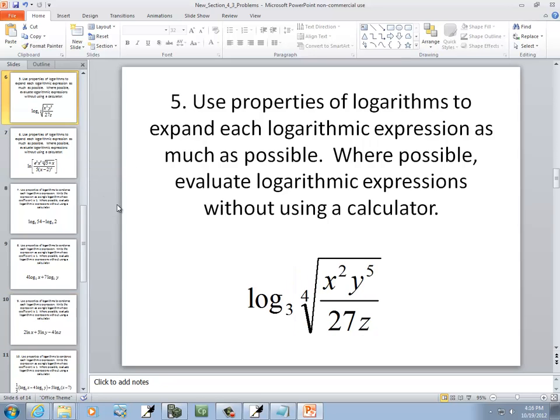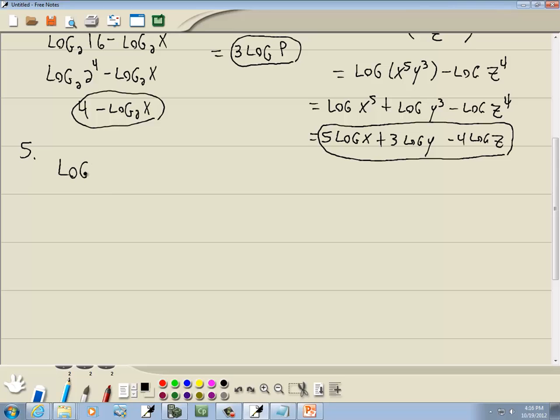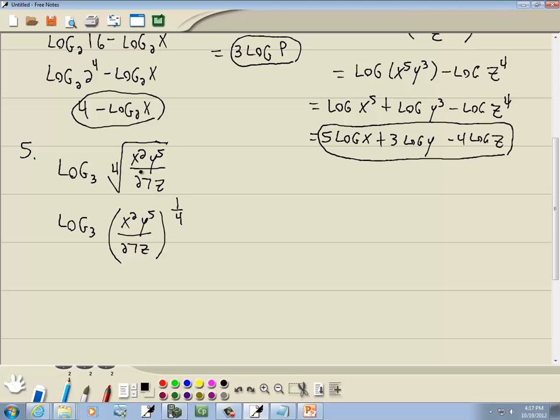Let's look at our fifth one here. We got log base 3 of the fourth root of x squared y to the fifth over 27z. Well, we know whenever we have radicals, we want to get rid of the radicals. So let's start there. We're going to rewrite that radical as the 1/4 power. Now remember, whatever number is in this little slot right here, that's called your index.